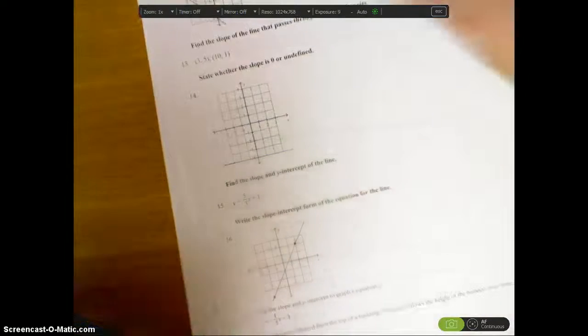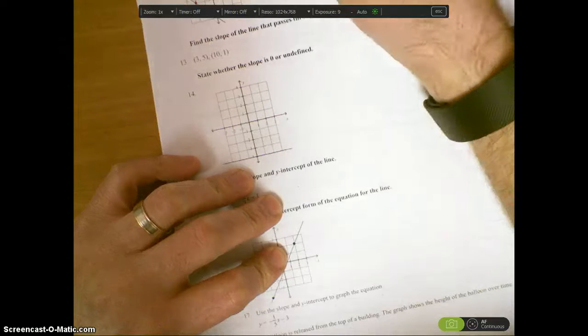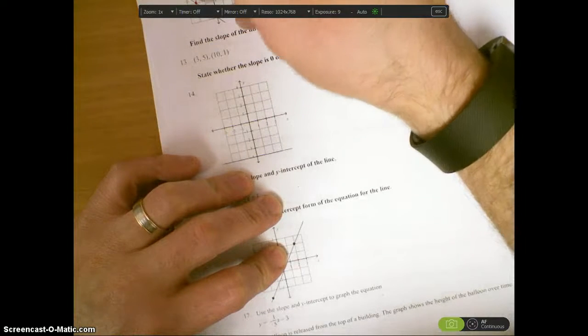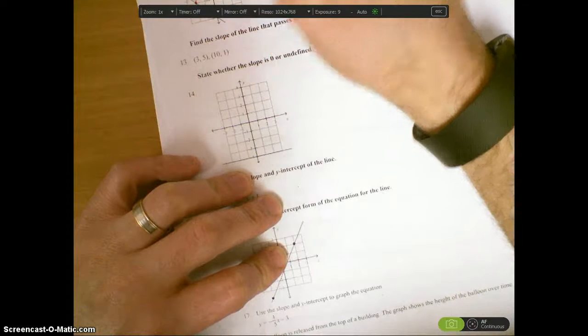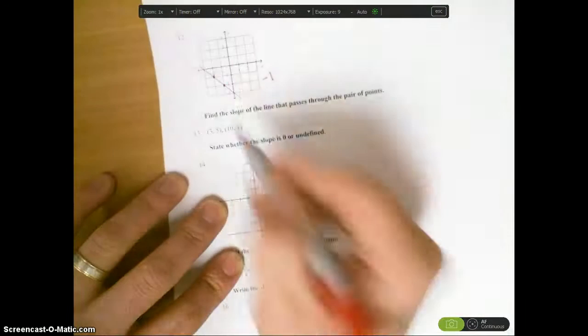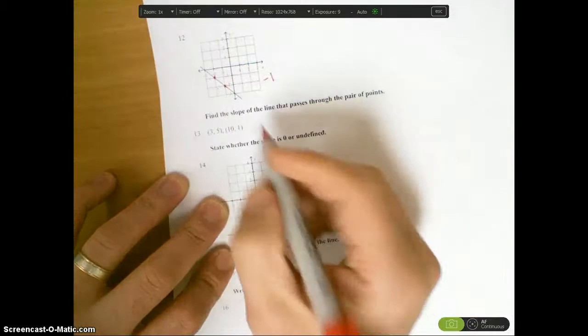So I just got to find the slope of this line. Here's a good point, and here's a good point. Are they counting by ones? Yes, they are. So this is down 1, forward 1. That's a slope of -1. So down 1, forward 1 is a slope of -1. It's a negative direction. Not too bad.